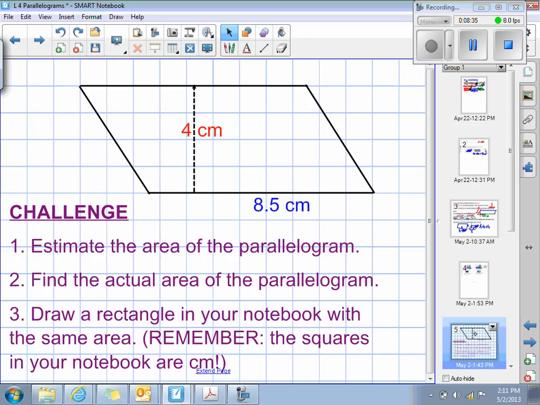So here's your challenge. Take this parallelogram, and in your notebook, number 1, estimate the area of the parallelogram by counting the whole squares and anything that's shaded more than half. Secondly, find the actual area of the parallelogram by multiplying base times height. And third, draw a rectangle in your notebook with the exact same area. And just a hint, remember, the squares in your notebook are centimeters squared. We'll check that tomorrow.